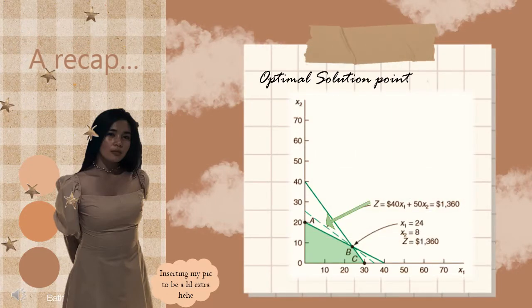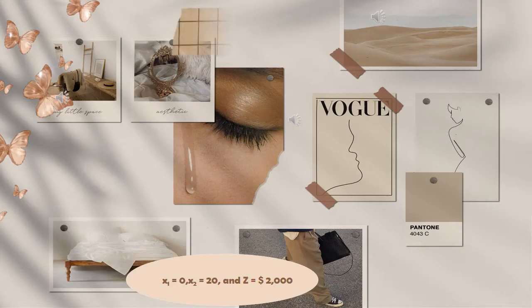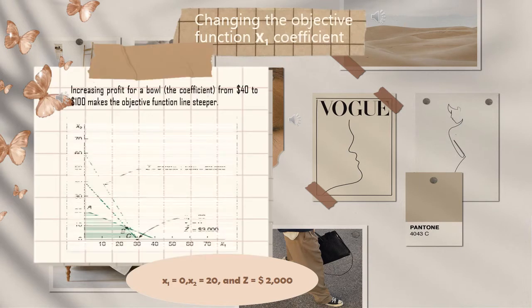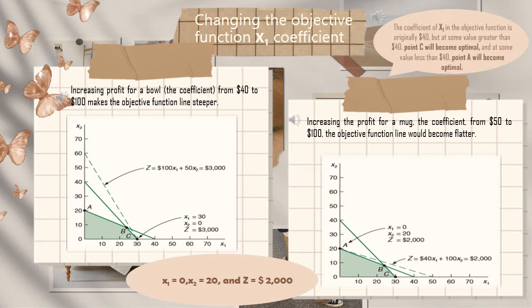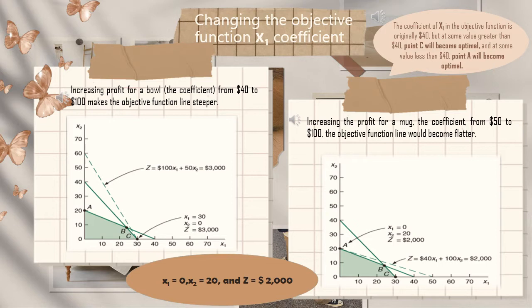A little recap. What we have here is a graph showing the optimal solution, which is point B. This is a graph from the Beaver Creek Company example. Moving on, changing the function x sub 1 coefficient, increasing the profit for a bowl from $40 to $100 makes the objective function line steeper, so much that the optimal solution point changes from point B to C.